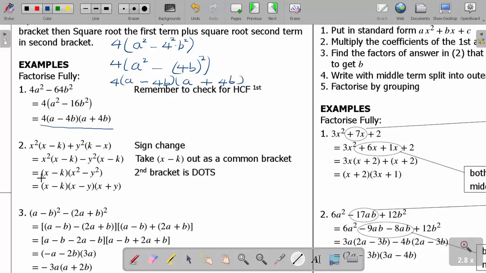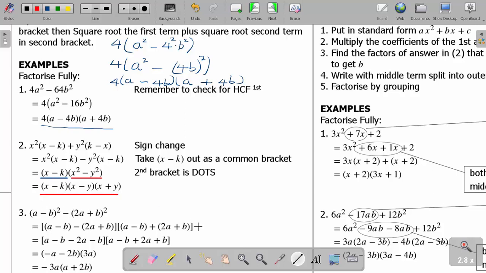So that's what I put here. It's going to be x minus k here. Now we're left with x squared minus y squared. Another difference of two squares again. So the square root of x squared gives me x, the square root of y squared gives me y. And it's going to be x minus k into x minus y, then x plus y. So this is my final answer here.